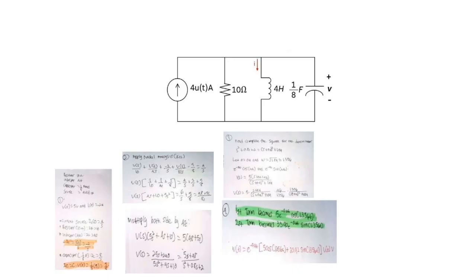The last step is the inverse Laplace transform. We apply the transform to the two terms. The first term becomes 5 e to the power negative 0.4t cos(1.356t). The second term becomes 33.92 e to the power negative 0.4t sin(1.356t). So the final answer is v(t) equal to e to the power negative 0.4t times (5 cos(1.356t) plus 33.92 sin(1.356t)) volts. Thank you.